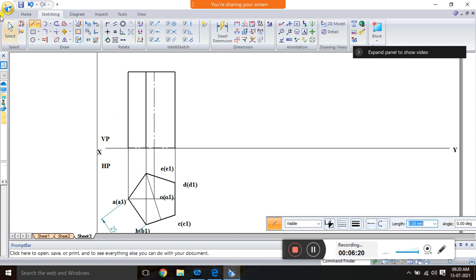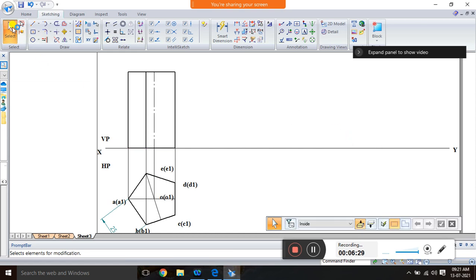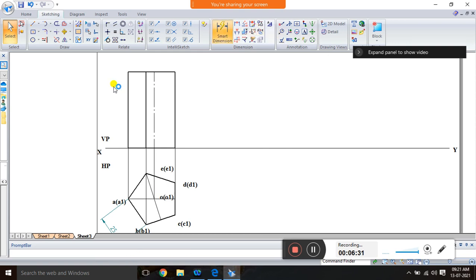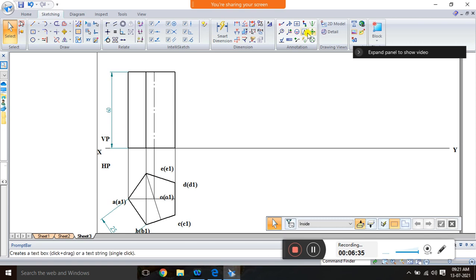You have to join all the edges, and these should be a continuous line. Okay, yes, this is the front view. This front view is of 60 mm. Yes, and you have to name it. So name, so bottom face, top face.